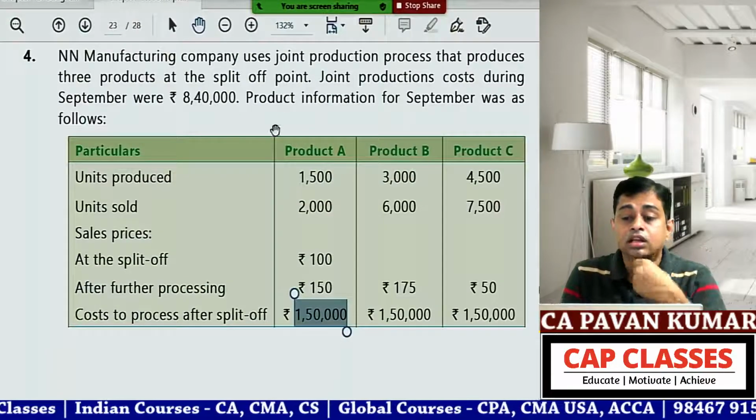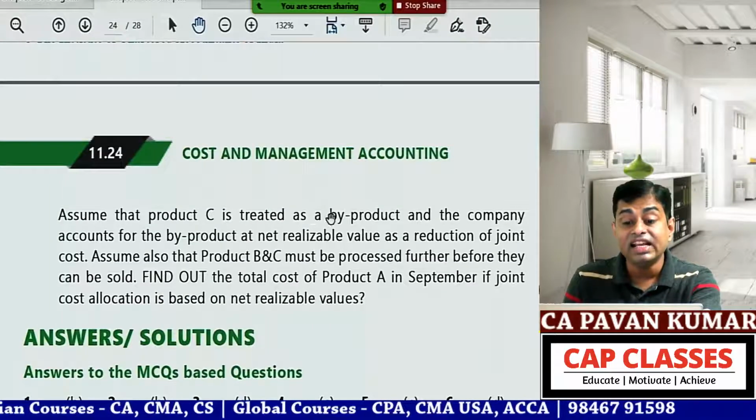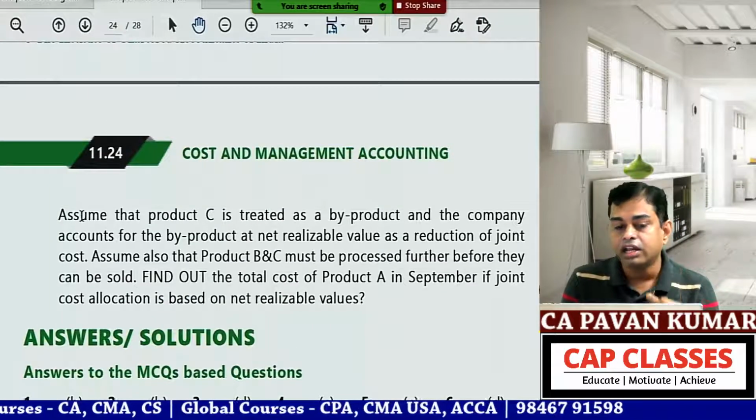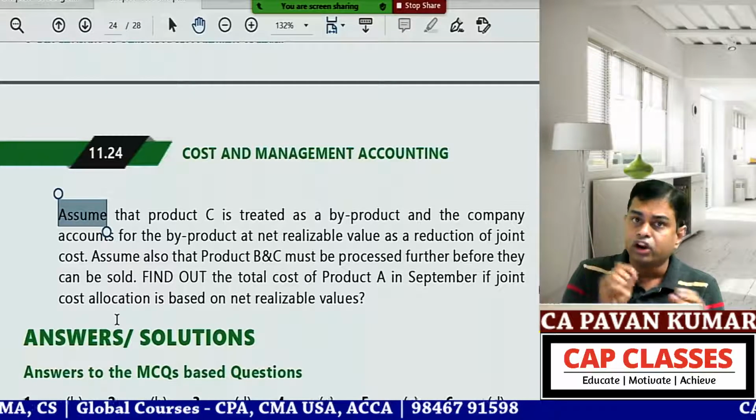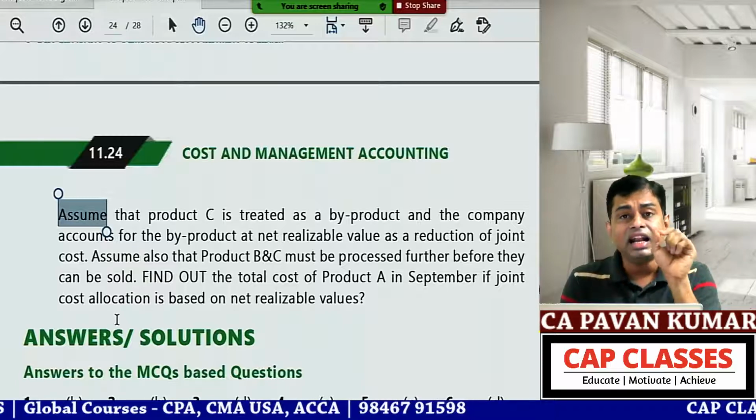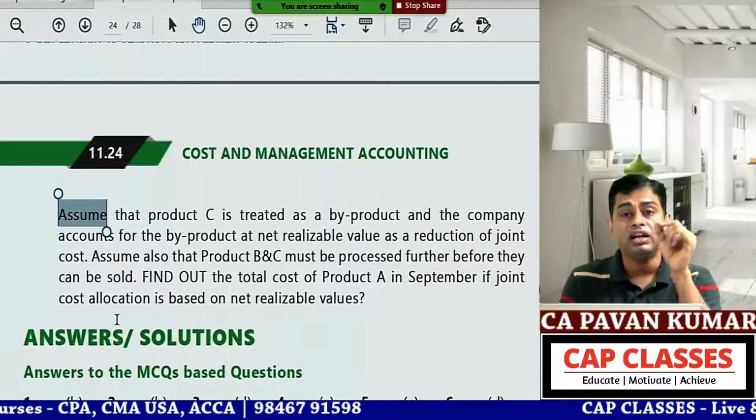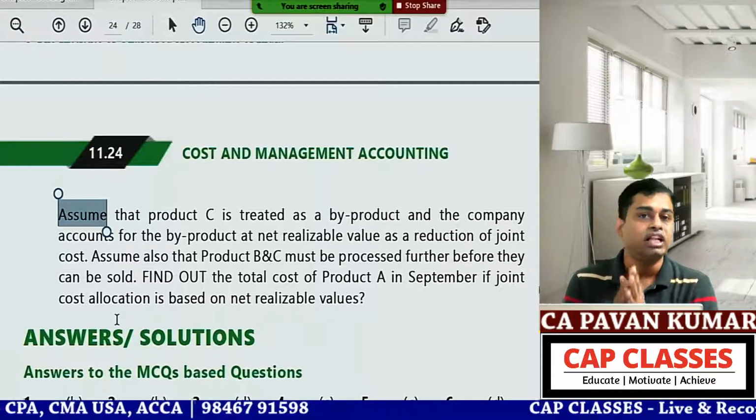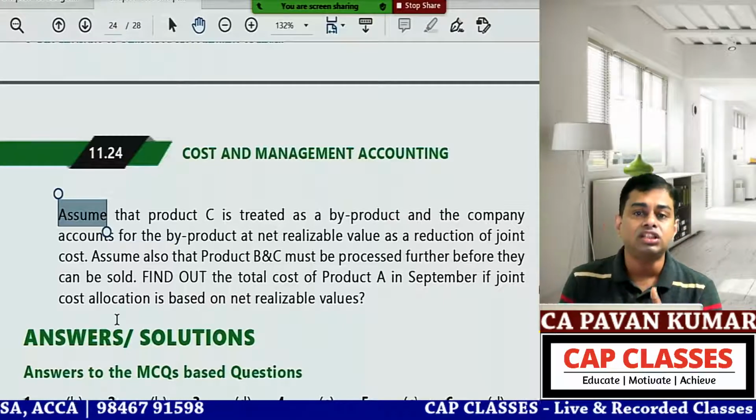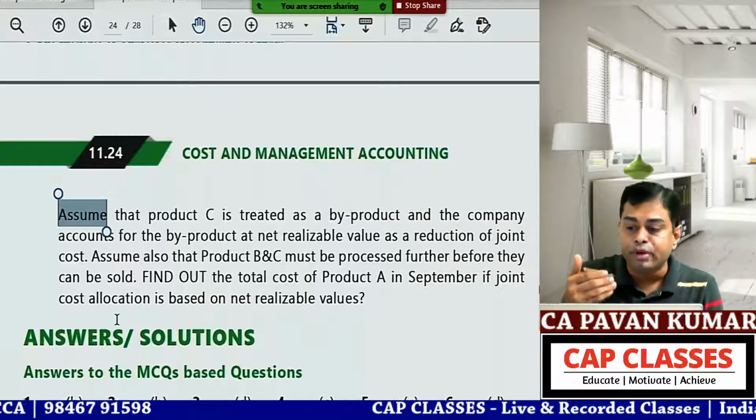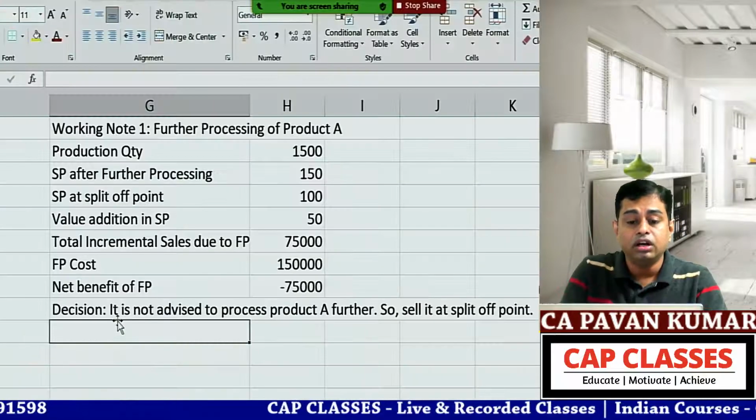Okay, now. Then the other data they are giving: 8,40,000 is the cost. Assume that product C is treated as a byproduct. Oh my God. That means A and B are joint products, C is a byproduct. So do you remember byproduct accounting? What will we do? The net realizable value of the byproduct is to be credited to the process account. That means it should be deducted from the processing cost. And the balance, the net processing cost after deducting the net realizable value of the byproduct, must be apportioned between the main products. So here, working note 2.